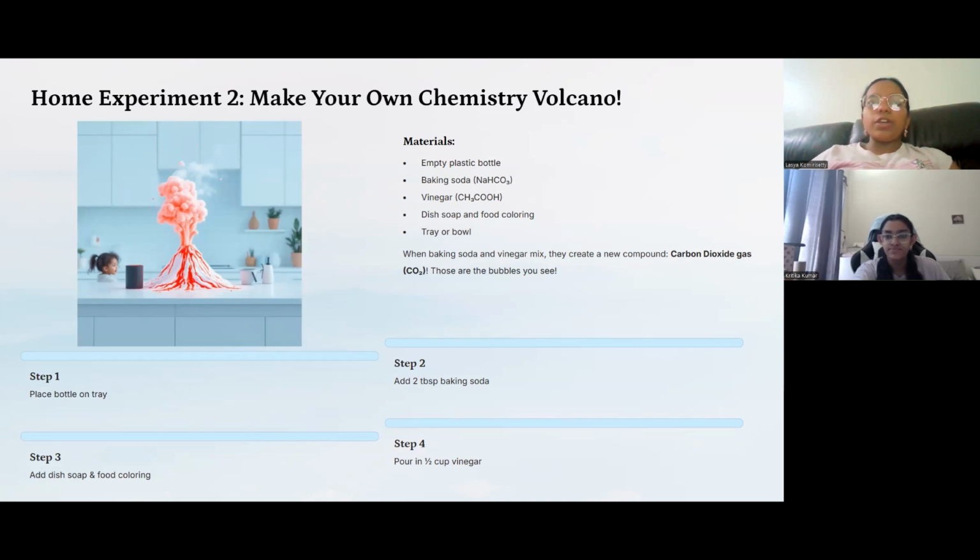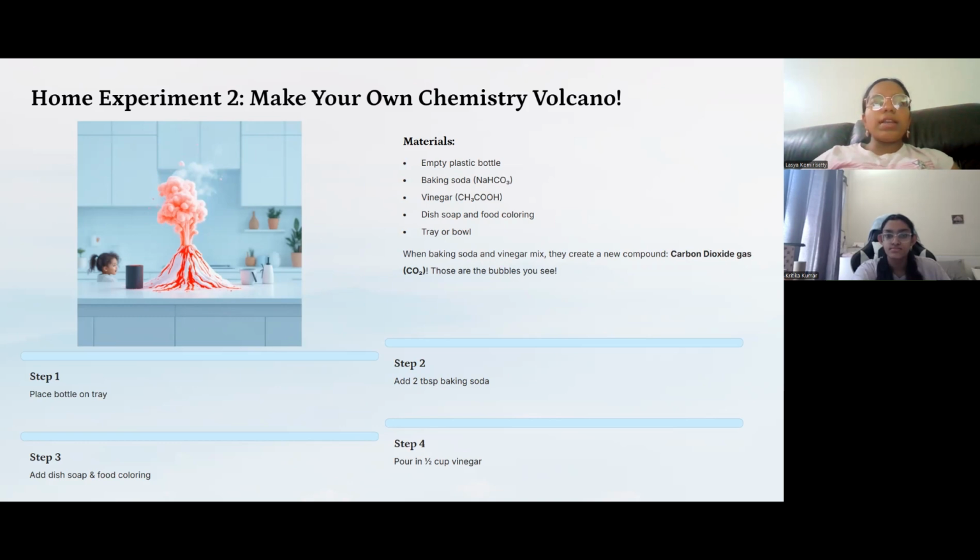That's optional. If you want it to be actually colorful, you can pick red, orange, or even not have food coloring if you don't want it. And then a tray or a bowl. When baking soda and vinegar mix with one another, they create a new compound known as carbon dioxide gas, which is CO2. Those are the bubbles you see when this reaction occurs.